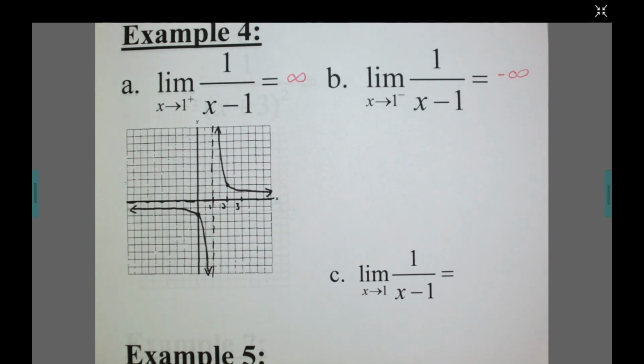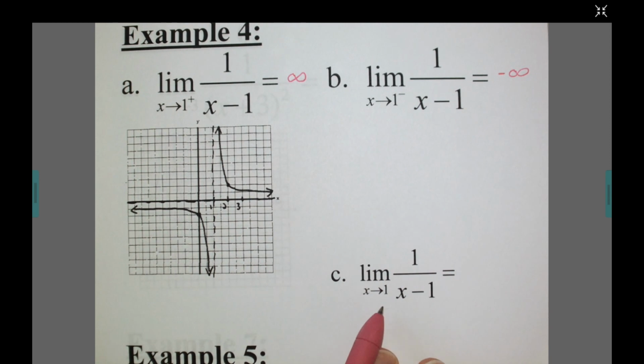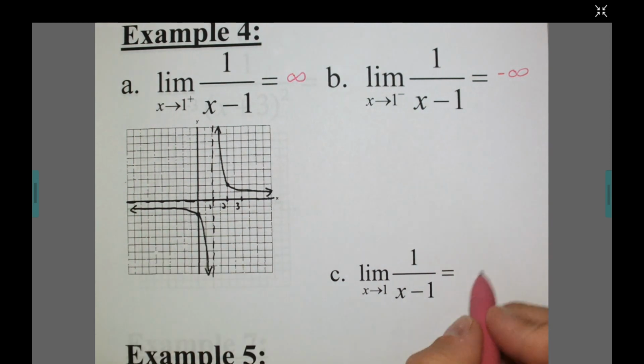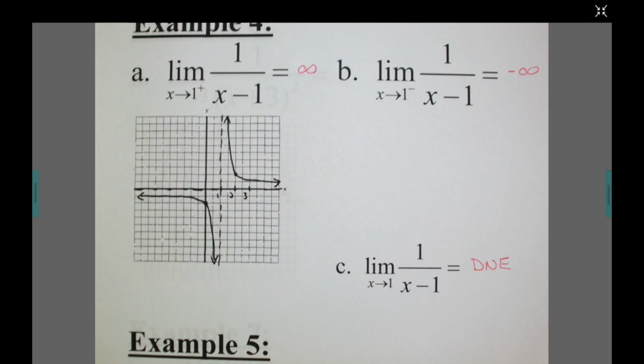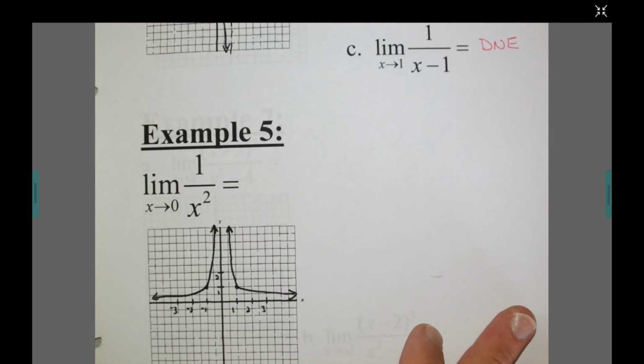And then part C again wants to know what's the limit. Is it just straight up go to 1? Well, my left and right-hand sides don't match, so that's a does not exist.